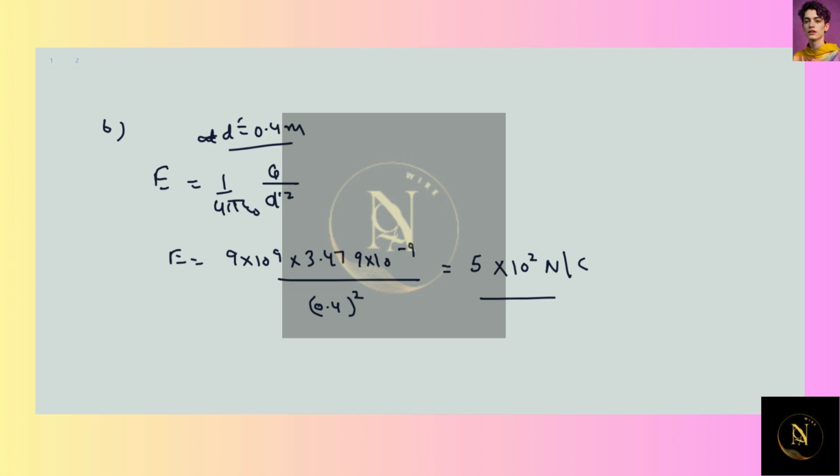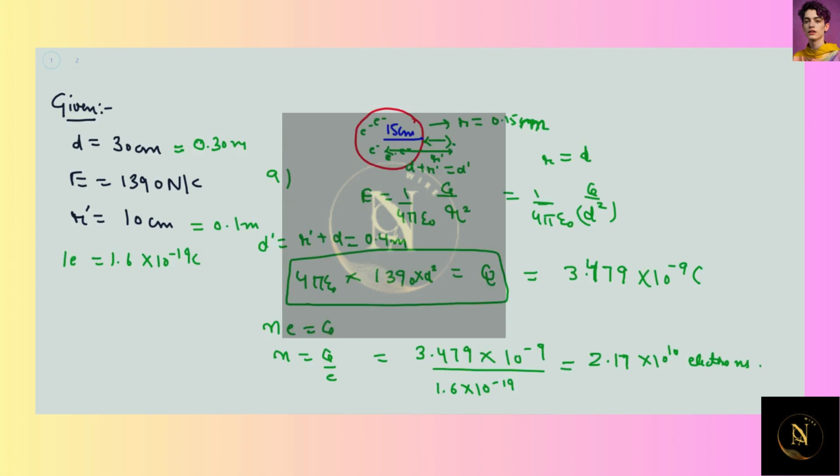So this is the electric field at that point, or r prime, which is at 0.1 meter from the surface of the sphere. So that's your answer for this question.